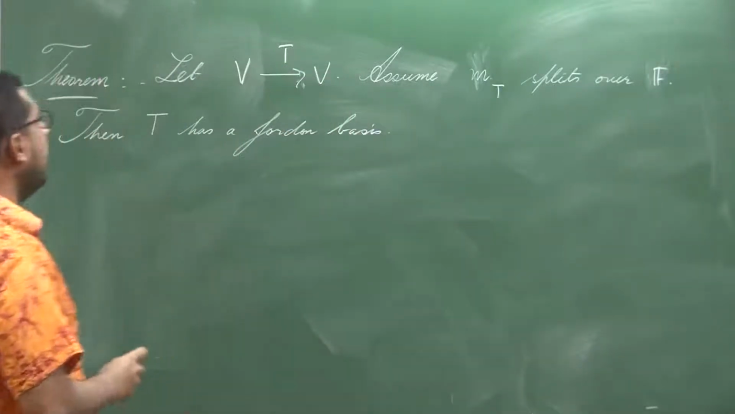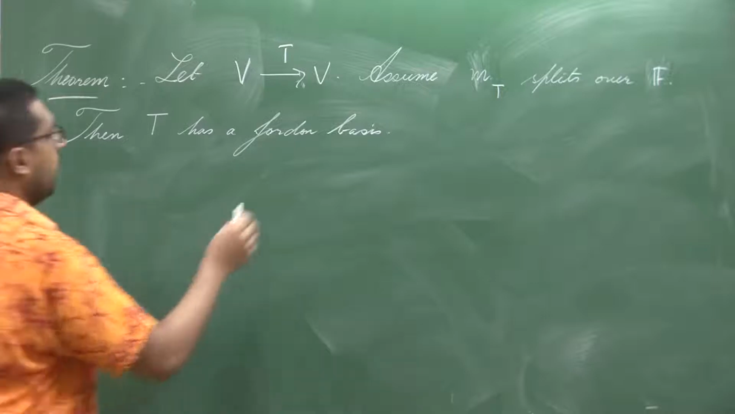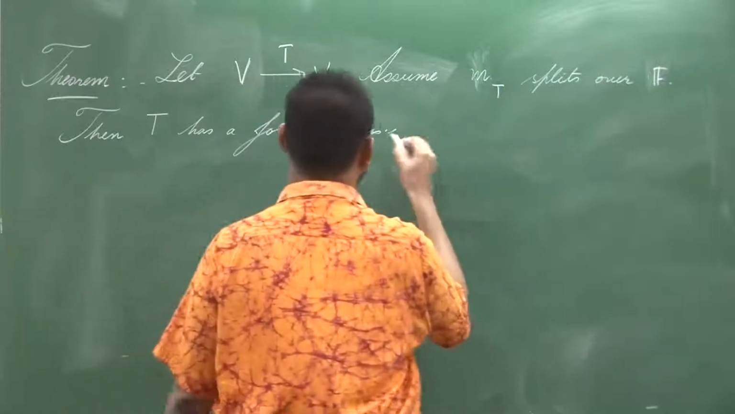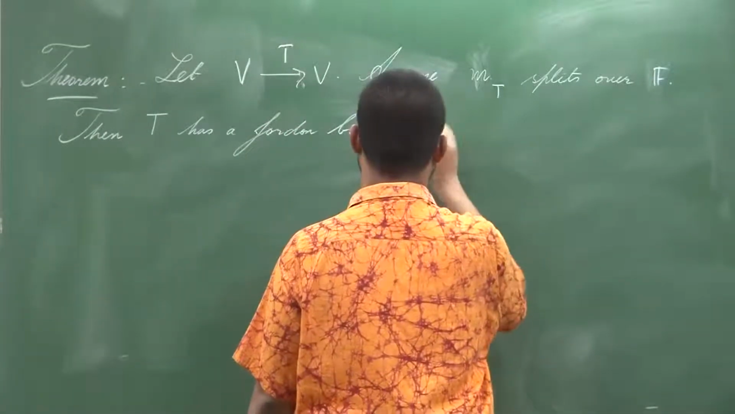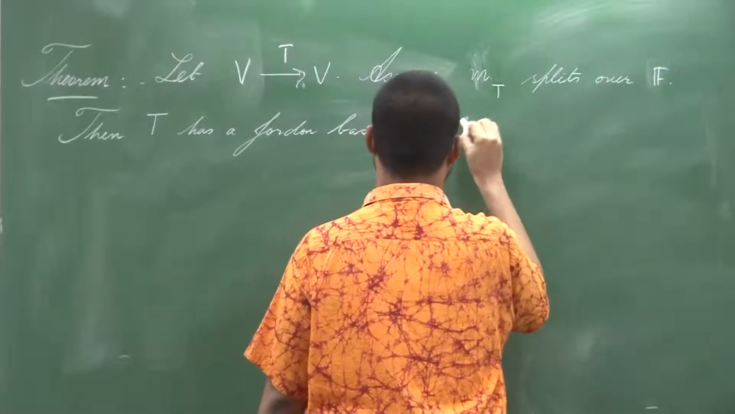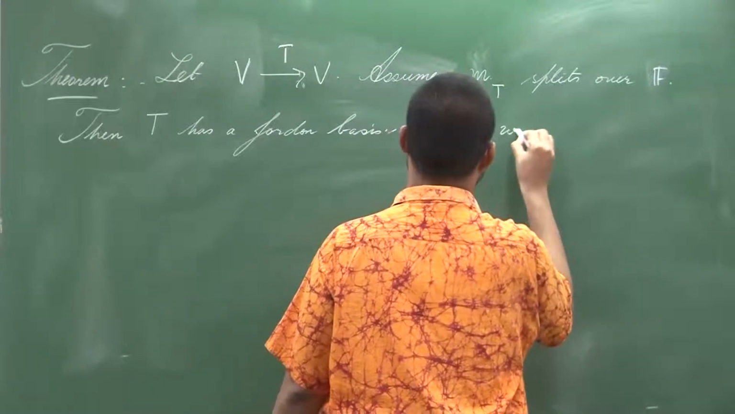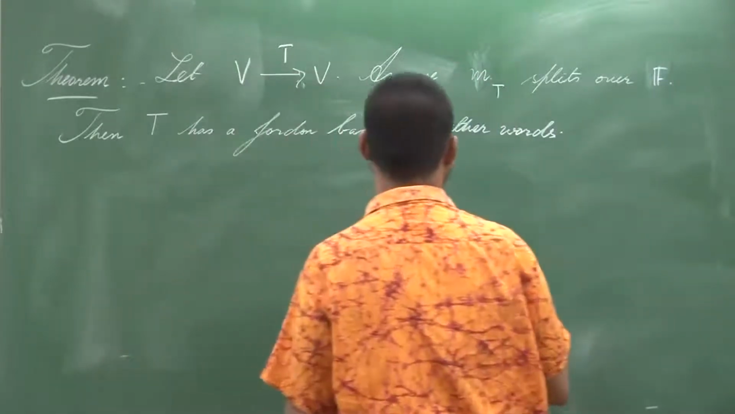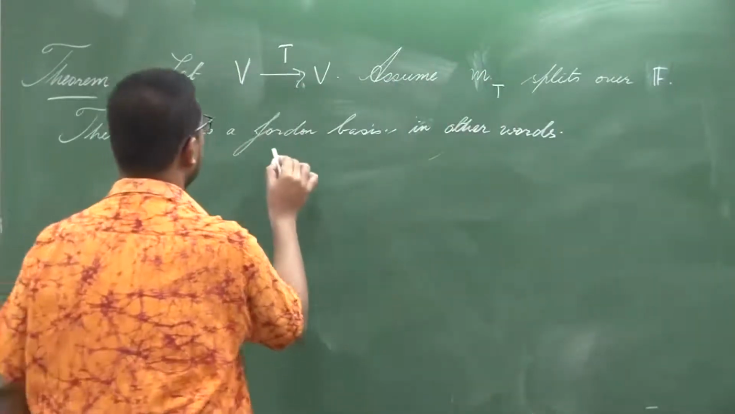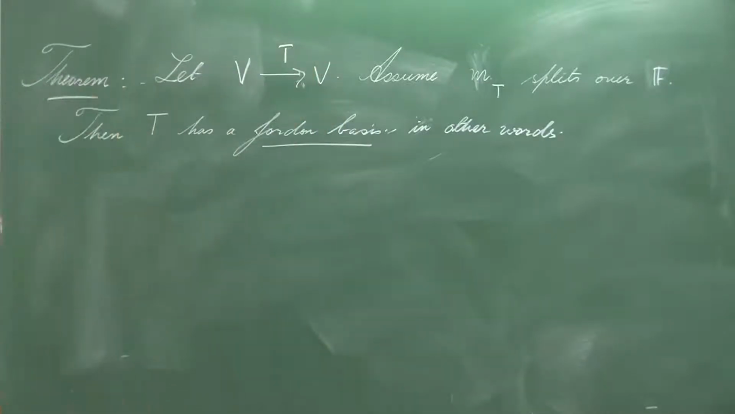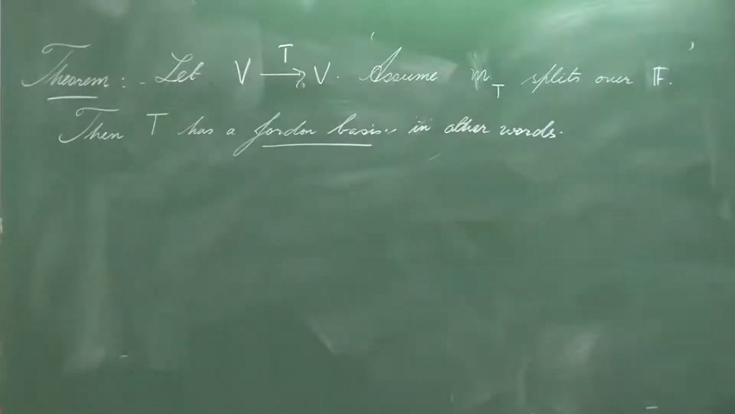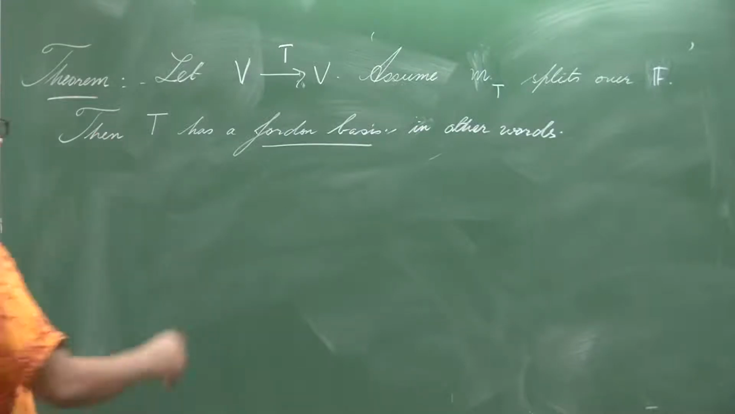What I mean by that is, or in other words, first let me explain what I mean by a Jordan basis for a general operator T. So here the only assumption that we have taken is that the characteristic polynomial of T splits over F. So it has a basis of this form.